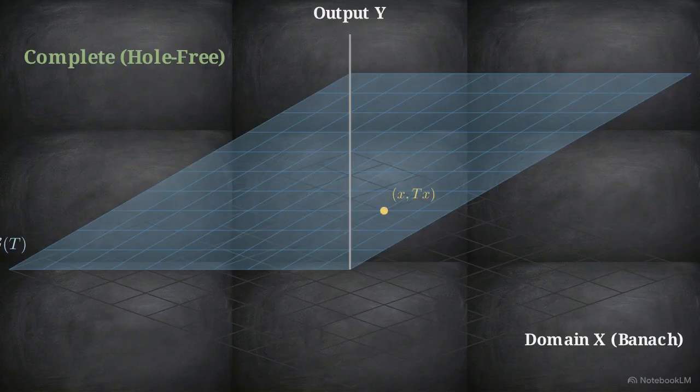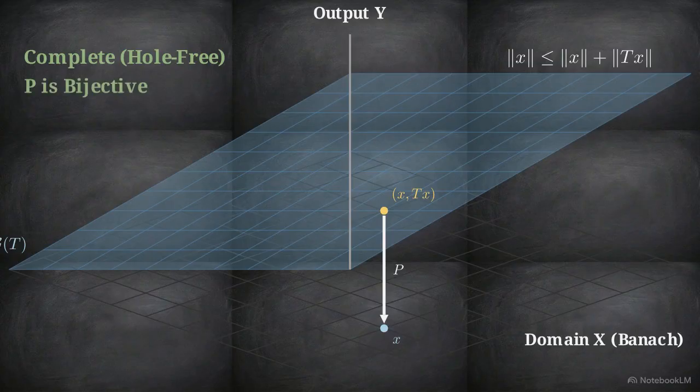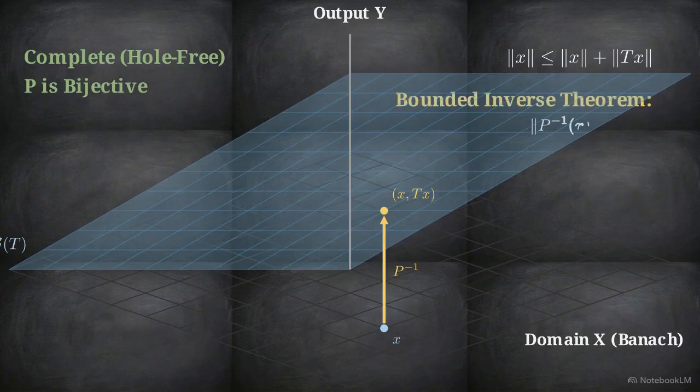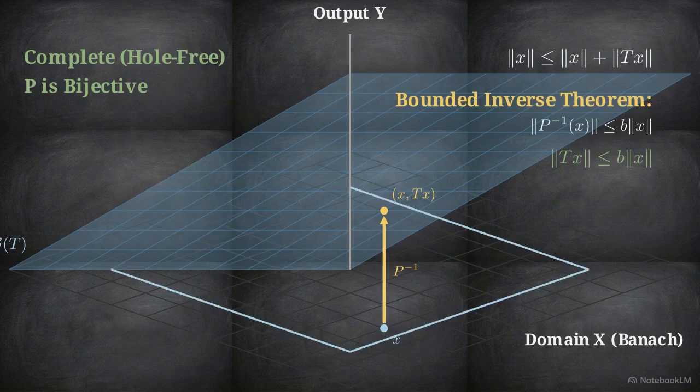The proof begins with a projection mapping, dropping a point on the graph straight down to input x on the floor. Vector arrows show this downward projection is strictly bounded. Length of x is less than or equal to the length of x plus the length of Tx. Because every point maps to a unique input, this projection is bijective. We define an inverse map, reversing the arrow to push x back up to the surface. Since spaces are complete, the bounded inverse theorem dictates this upward projection is also bounded.